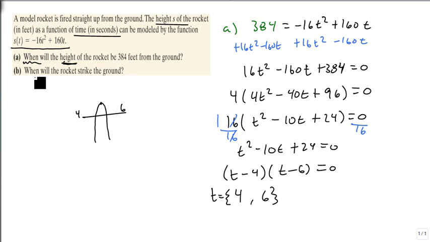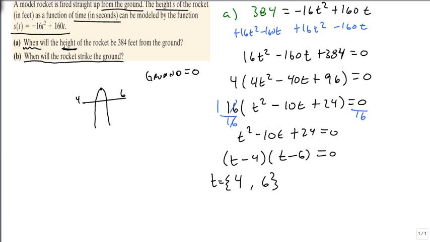The next question is, when will the rocket strike the ground? It may seem like we're missing information, but remember we're launched from the ground. That means our ground is at 0. So when we rewrite our function, we're going to replace s of t with the 0. We're going to set this equal to minus 16t squared plus 160t, which means we can factor out a minus 16.